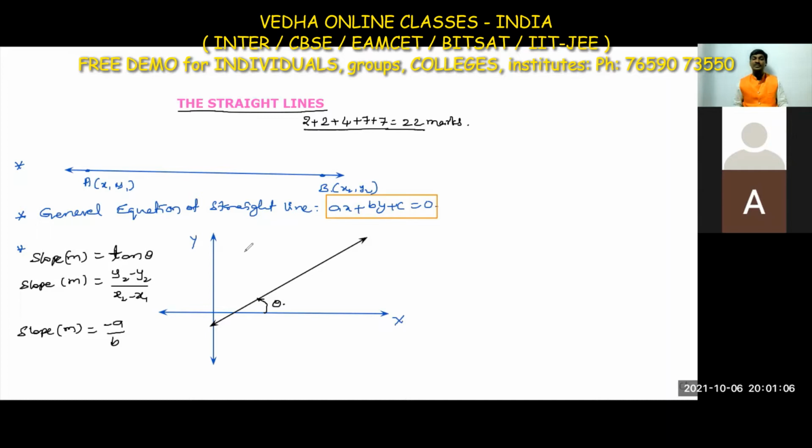We use this formula when we know the straight line, a x plus b y plus c equal to 0. When you know two points, (a, b) given, then we use this other formula. When we know the theta, we use this formula.